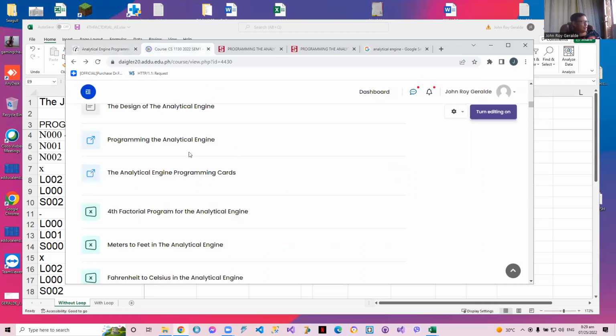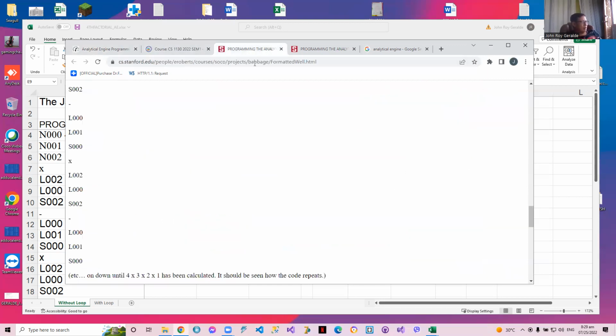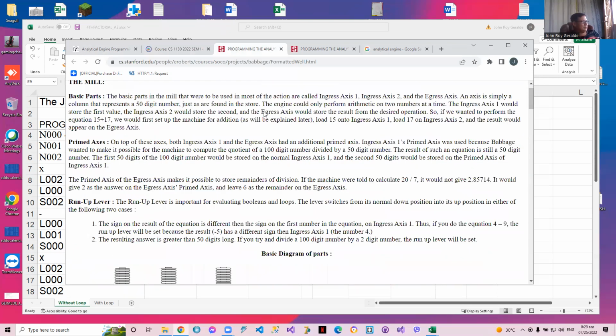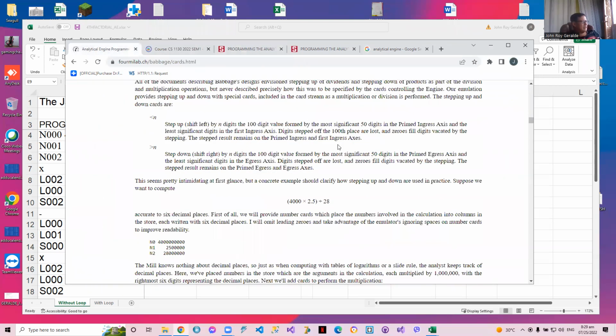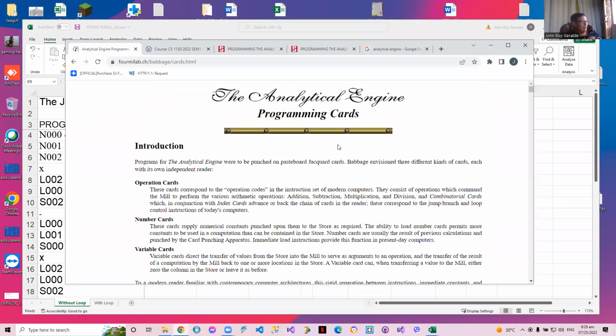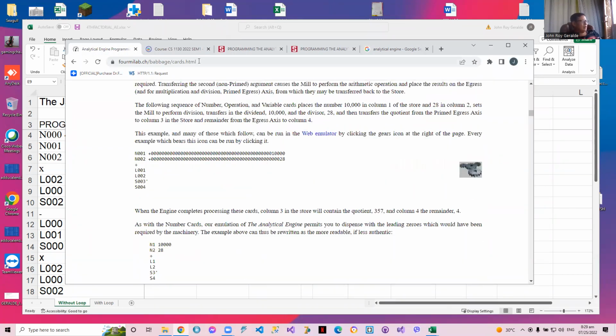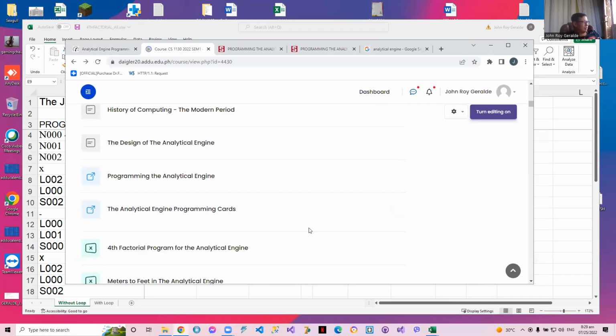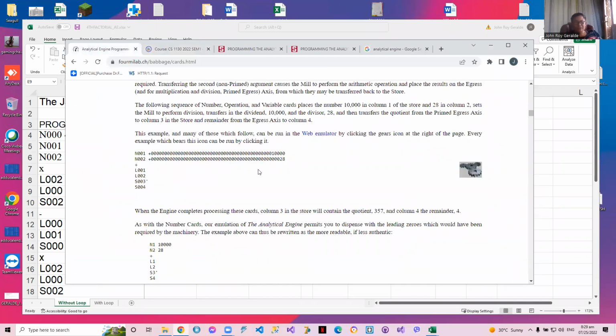This is in our source: Programming the Analytical Engine. There are two sources here. This is Programming the Analytical Engine, and this is the Analytical Engine with programming cards. Do you follow? I should have named that. Okay. Any questions so far?